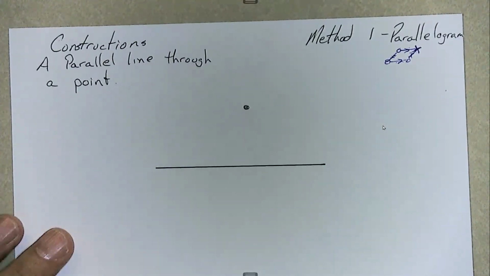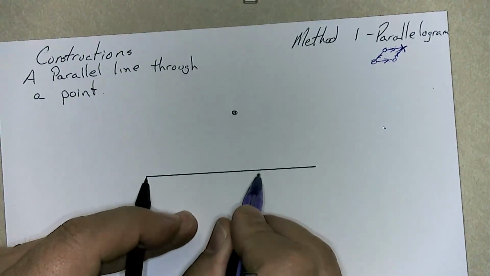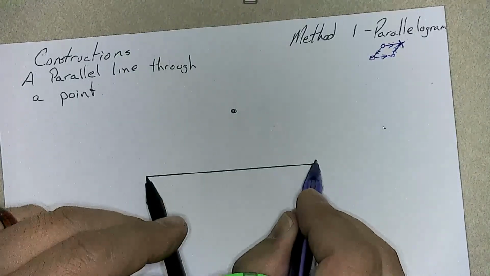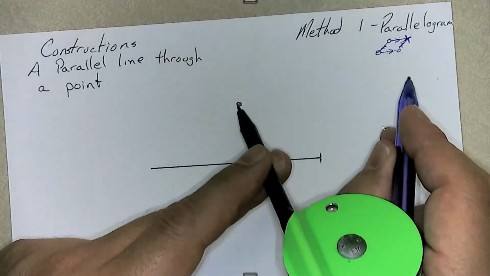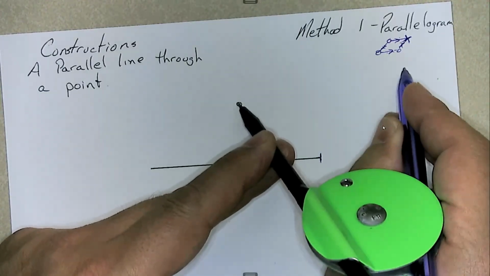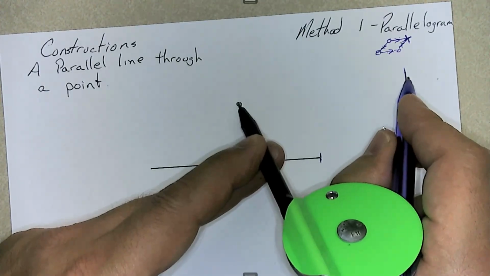So to show you how that works, we'll start from this end of the segment, and we'll measure the distance. It is this long, so the top of the parallelogram from this point would also have to be that long, although we're not quite sure where that is yet.